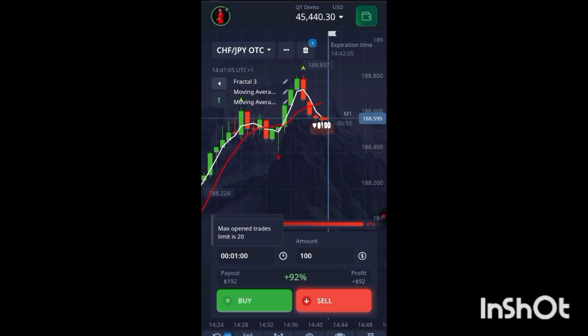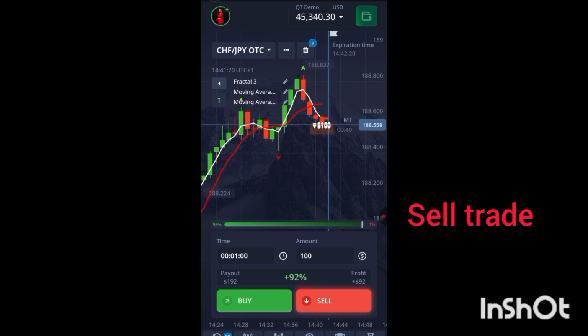The white line crossed above the red line and fractal pops up its green signal, so I took a trade. So let's see how profitable this strategy is.